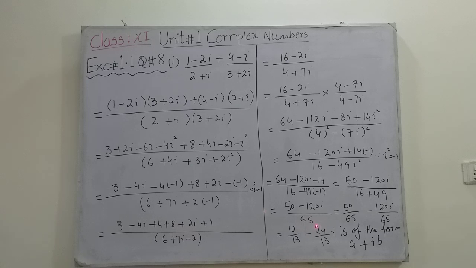Now dividing 65 separately with 50 and minus 120 iota, we have 50 by 65 minus 120 iota by 65. After cancellation, we have 10 by 13 minus 24 by 13 iota, which is the required form a plus iota b.